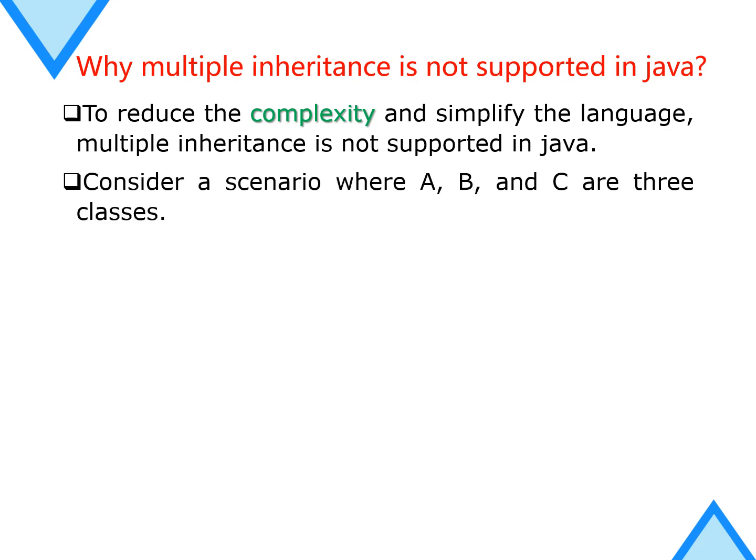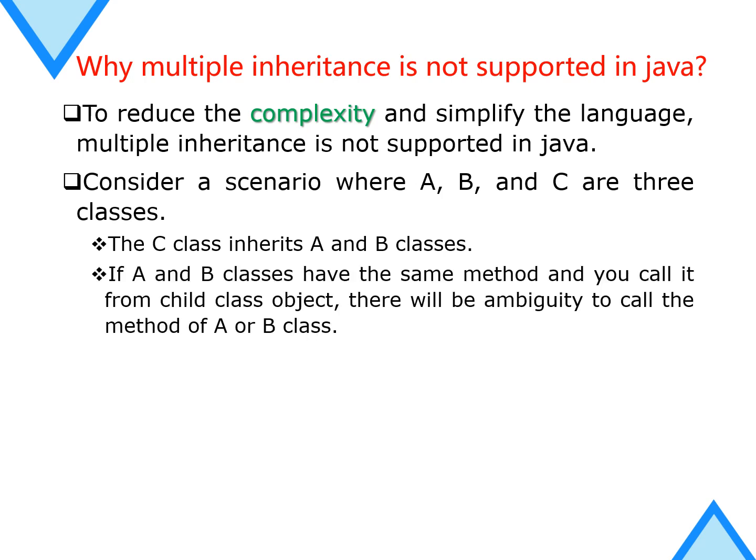Consider a scenario where A, B, and C are three classes. The class C inherits A and B. We have two parent classes A and B, and we are going to extend A and B by C. So we have two parent classes and one child class C. If the A and B classes have the same method and you call it from a child class object, there will be ambiguity about whether to call the method of A or B. If we have a method with the same name, then it can create a problem.